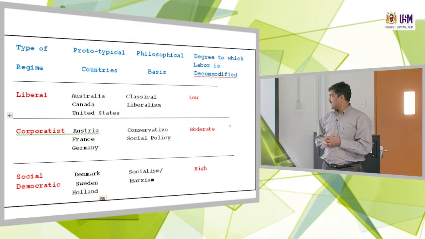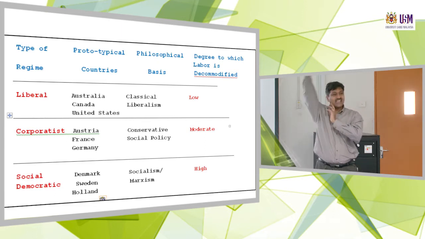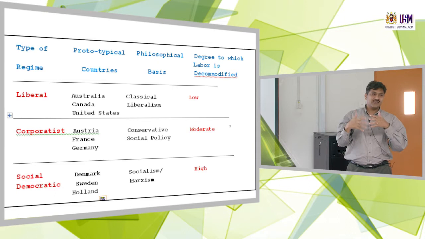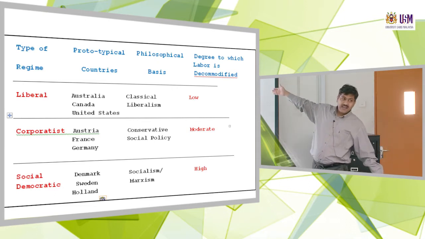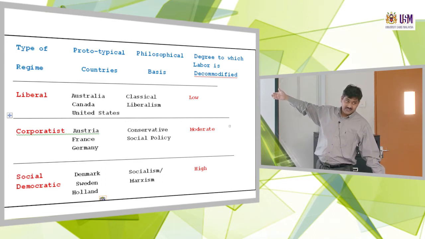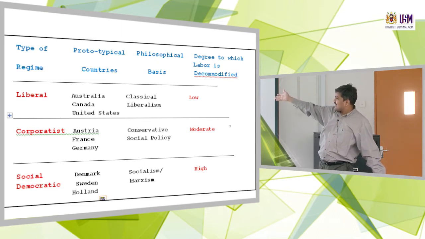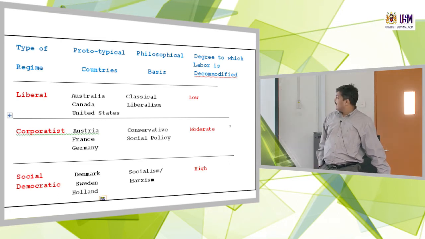Liberal regimes, Australia, Canada, United States, for example, believe in classical liberalism, and the decommodification is very low because commodification is high. So let us understand it that way: when commodification is high, decommodification is low. Why is commodification high there? Because you can't survive without market resilience. You don't get everything as a right. Your services are limited; you only get selective services. That is the idea there. So the decommodification is very, very low.